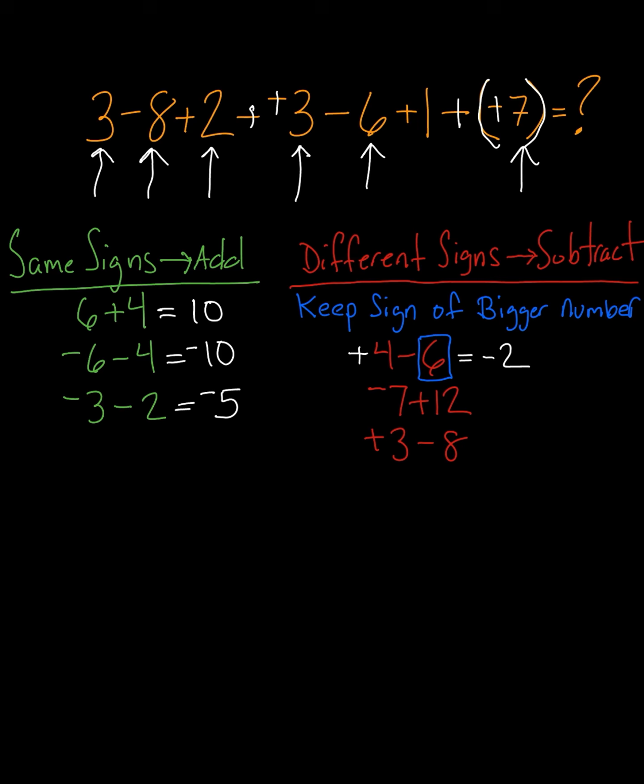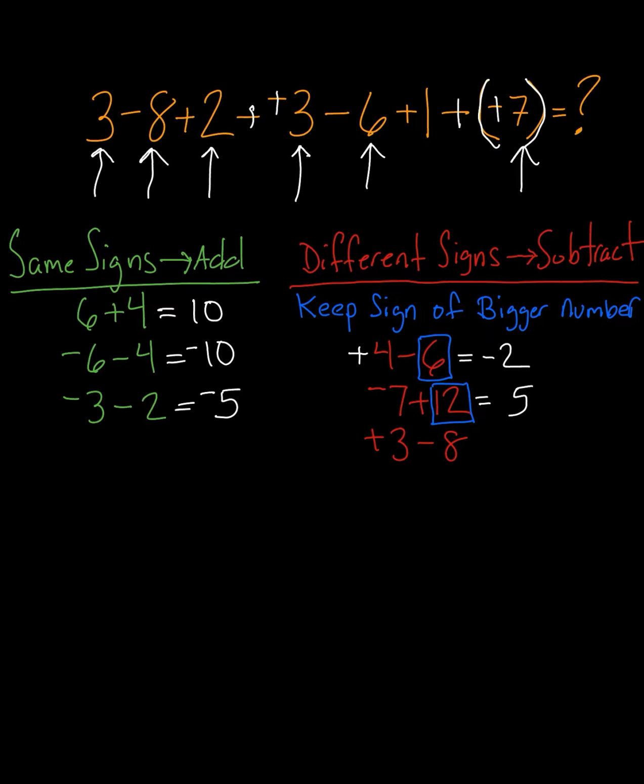The next problem, we have a negative 7 plus 12. Looks like our 7 is negative and our 12 is positive. So I subtract 7 and 12, I get 5. And again, the bigger number is 12, not the 7. So I keep the sign of 12, which is positive. So the answer is positive 5.